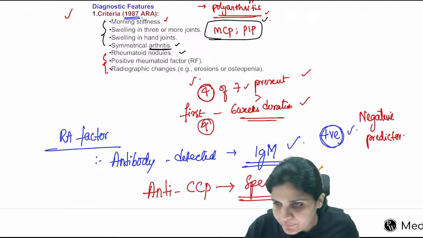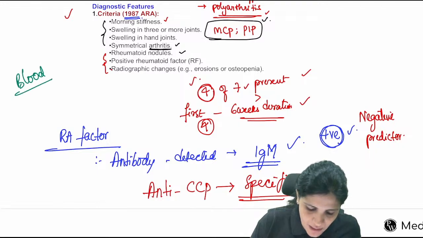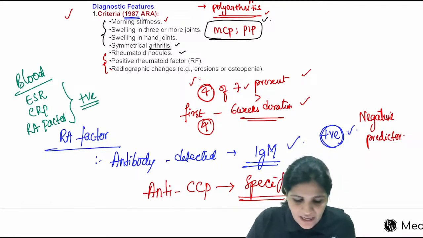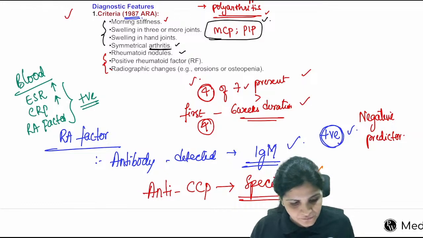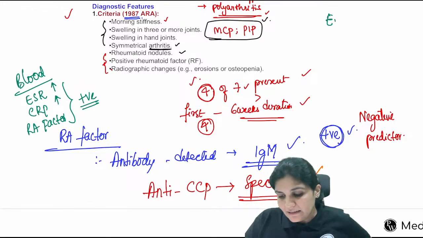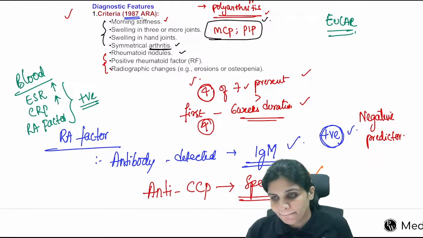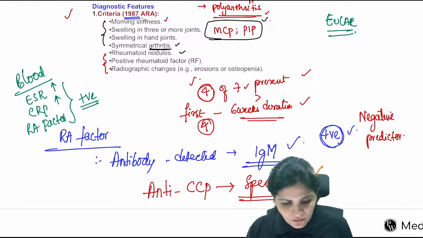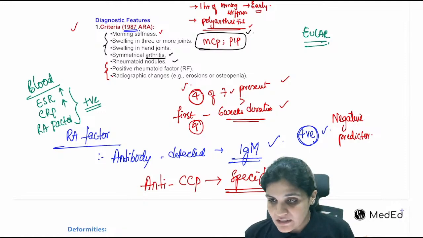Yes, RA factor is detected through a blood test. So what are the blood tests you advise for the patient? You ask for ESR, CRP, and RA factor. These are detected by the blood. Because this is an inflammatory condition, you will have raised ESR and raised CRP and RA factor positive, right? EULAR criteria also uses anti-CCP antibodies. Yes, it is IgM. So that is about how you diagnose this rheumatoid arthritis.